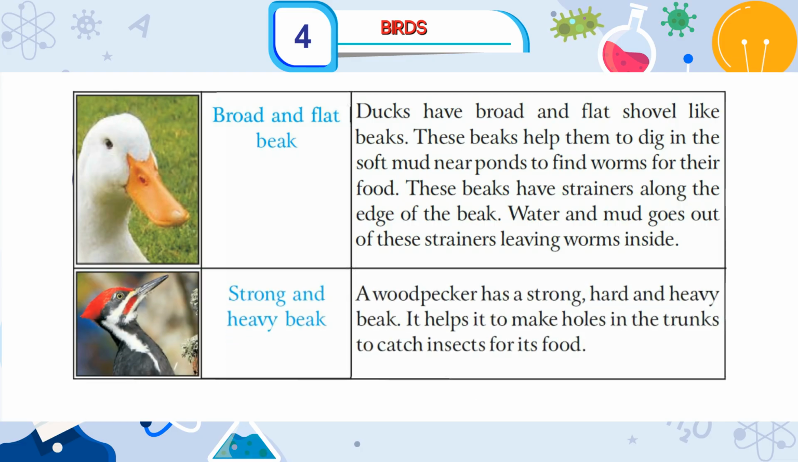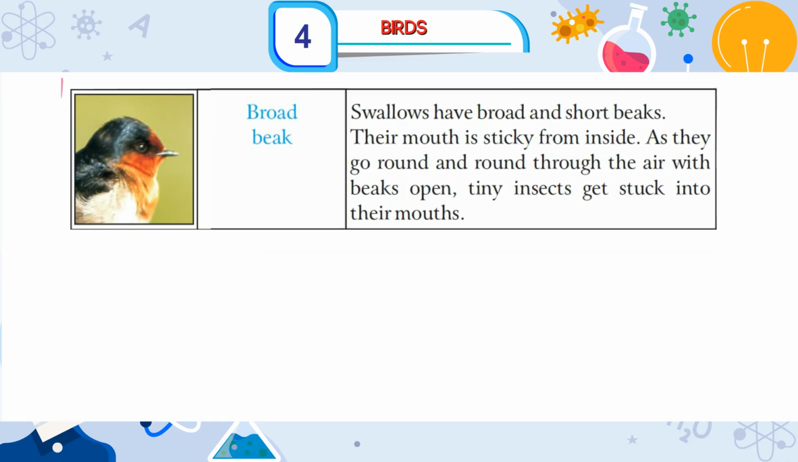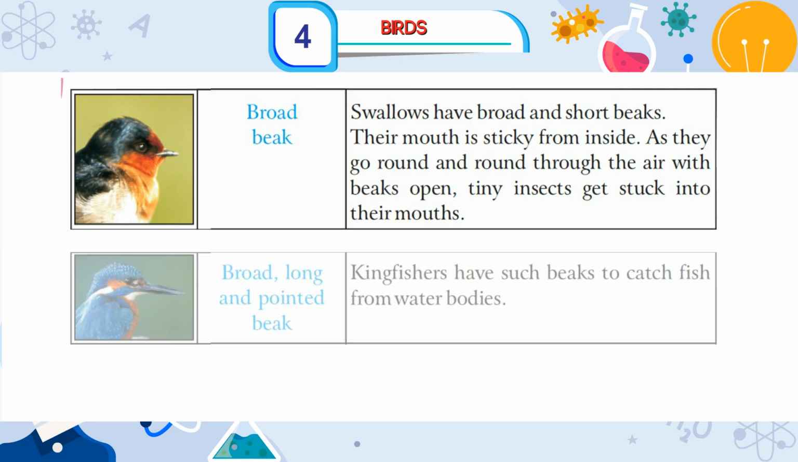Strong and heavy beak. A woodpecker has a strong, hard and heavy beak. It helps it to make holes in the trunks to catch insects for its food. Broad beak. Swallows have broad and short beaks. Their mouth is sticky from inside. As they go round and round through the air with beaks open, tiny insects get stuck in their mouths.